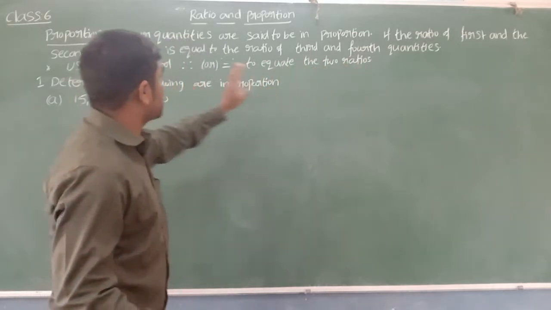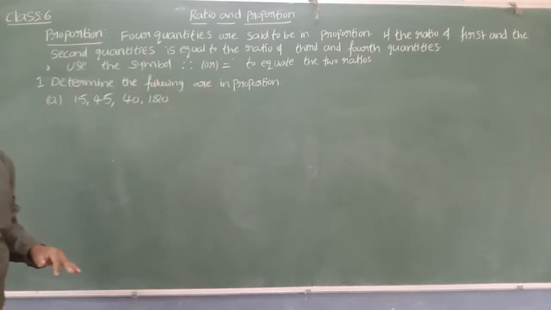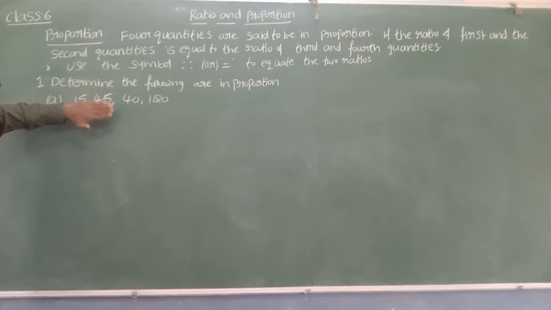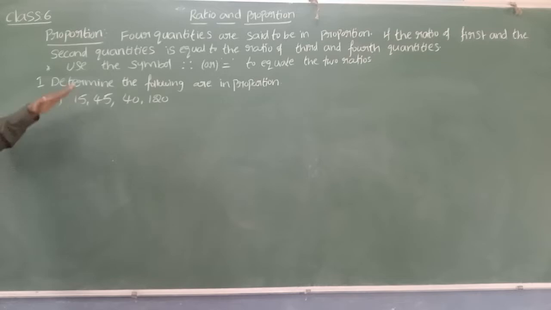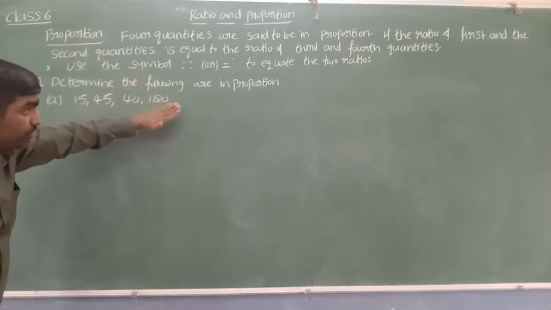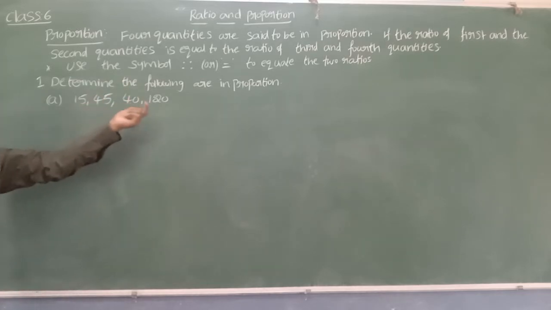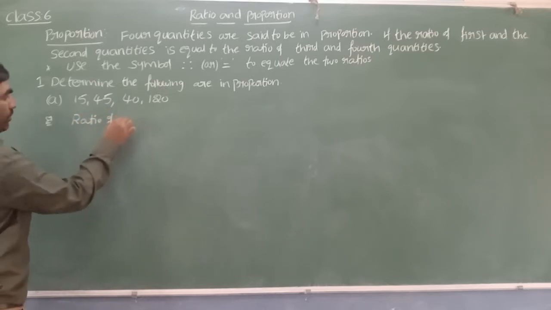Find the ratio of the first and second quantities, and it should equal the ratio of the third and fourth quantities. So find the ratio of the first and second quantities, then find the ratio of the third and fourth quantities. If the two ratios are equal, then we can say these four quantities are in proportion. So let us find the ratio of the first two quantities.